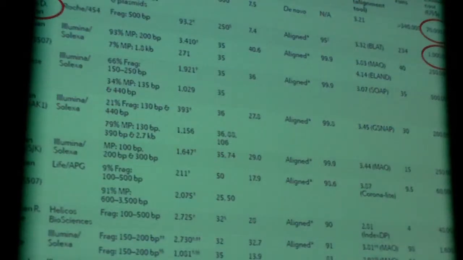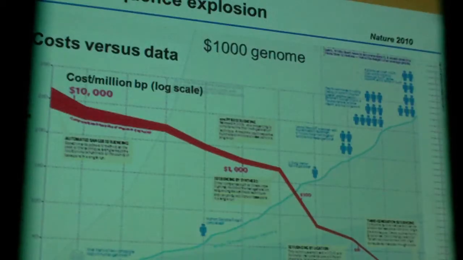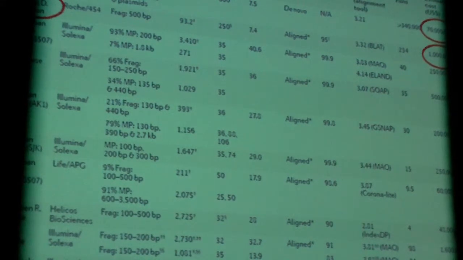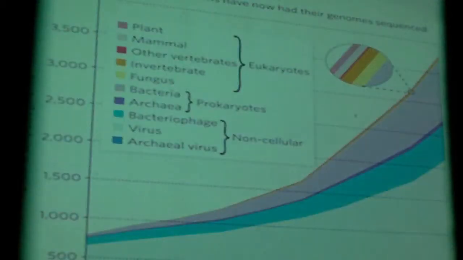I will skip this. Oh, but we can now sequence a $1,000 genome, so that's really a decrease in cost. So you get an impression how fast this is going in the past 10 years. And we know that Craig Venter was the first person whose genome was sequenced. It cost about $70 million, and James Watson was about $1 million, whereas now we can do it for $1,000. So get an impression.